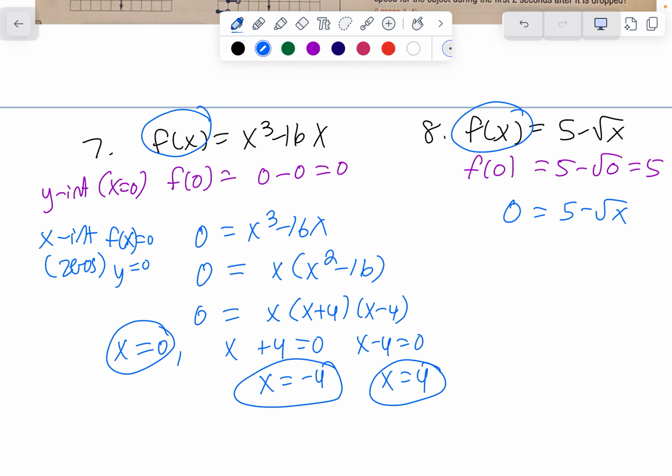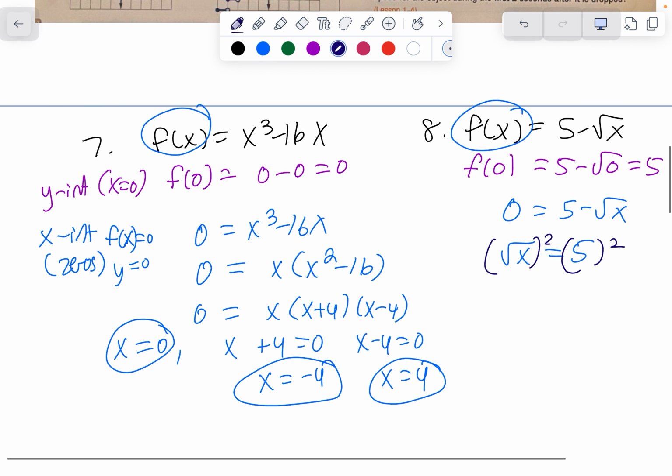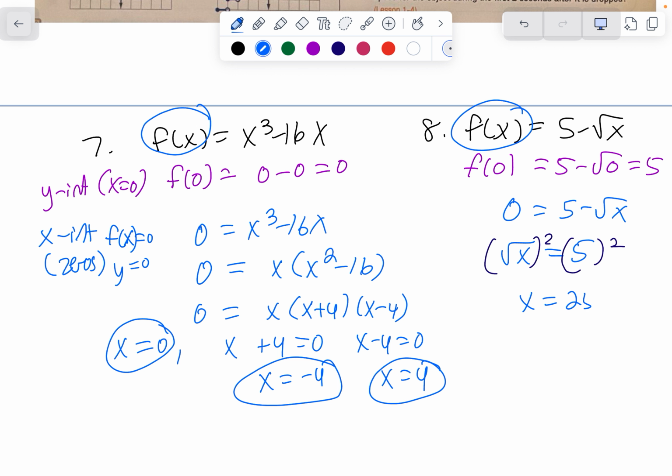Now, for 8, we should only get one value. Let's check. I'm going to take the negative square root of x to the other side to make it a positive square root of x. What gets rid of a square root? What's the opposite of that? The opposite of a square root. A square. Yeah, it's a square. Don't overthink it. So we're going to square both sides. And you might recall that the value we got was 25. And so that's where it hit the x-axis. So your algebra and your geometry should always go together.